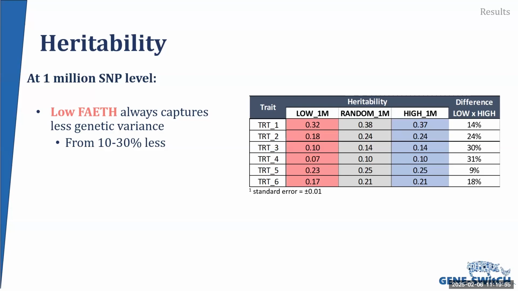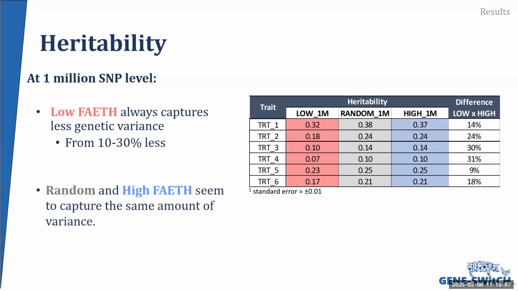However, we noted that if you randomly select markers across the genome, the performance is the same as if you select the high FAITH score markers at this level. So this means that you do not get as much benefit or any benefit by selecting high FAITH score markers individually.